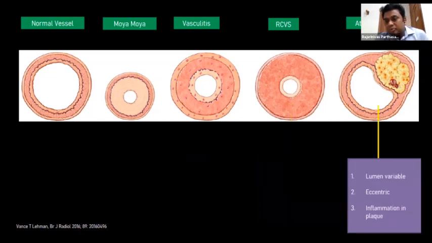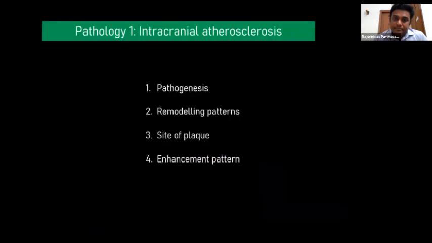In atherosclerosis, the lumen can be variable depending upon the type of remodeling. The thickening is eccentric and there can be inflammation in the plaque. So the first disease I would like to touch upon is intracranial atherosclerosis. And what we'll be discussing is the pathogenesis, the remodeling pattern, the site of plaque, and enhancement patterns.